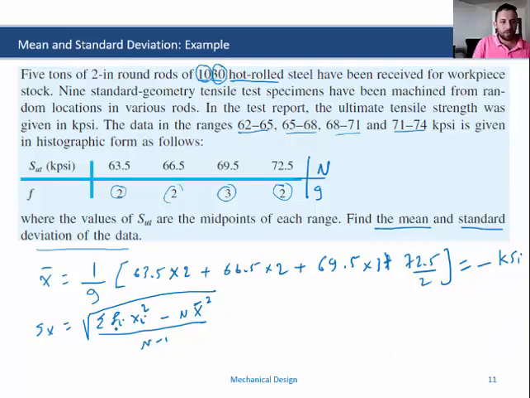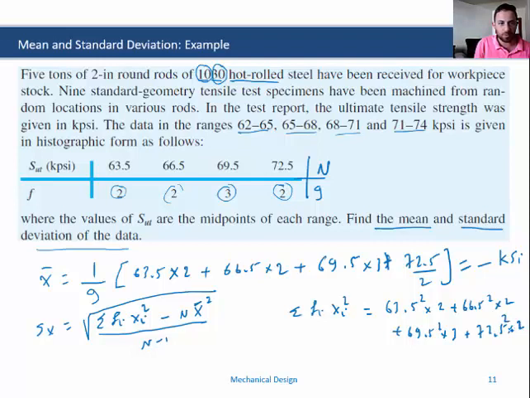So you calculate this term, xi squared: 63.5 squared multiplied by 2 plus 66.5 squared multiplied by 2 plus ... multiplied by 3 plus 72.5 squared multiplied by 2. So you can obtain this value. Then n, the total number, is 9, multiplied by the mean obtained here, squared, and then you can substitute and obtain the standard deviation.